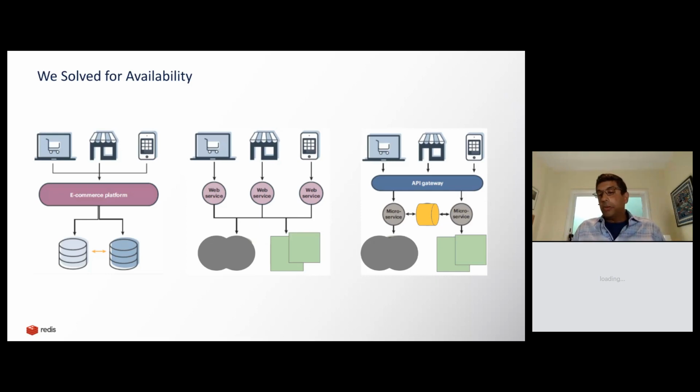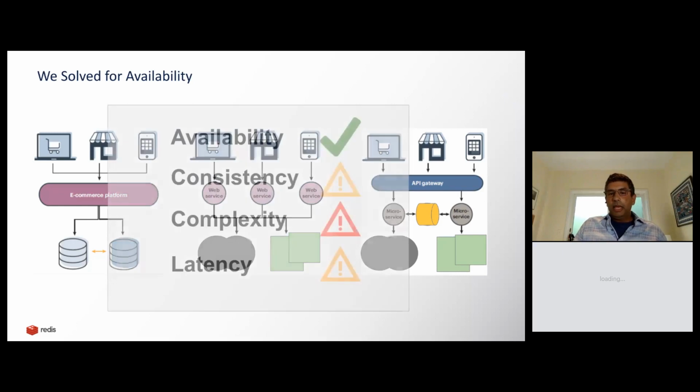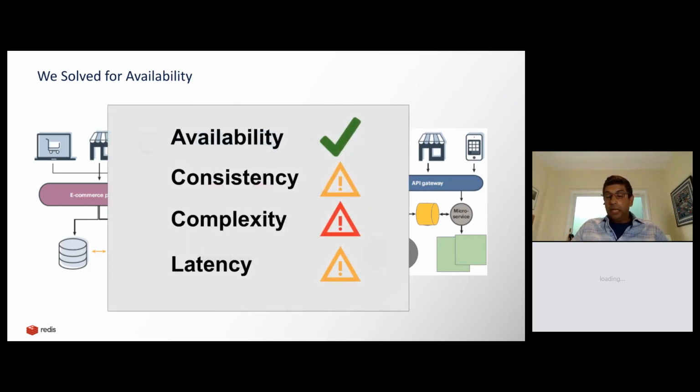We also, along the way, solved for availability very nicely. And where we ended up is: check, availability. Consistency, yeah, still some risk here, but we're doing a pretty good job. Our systems have become incredibly complex, and I would argue that while we've done a pretty good job with latency, we haven't necessarily tried to architect for latency.